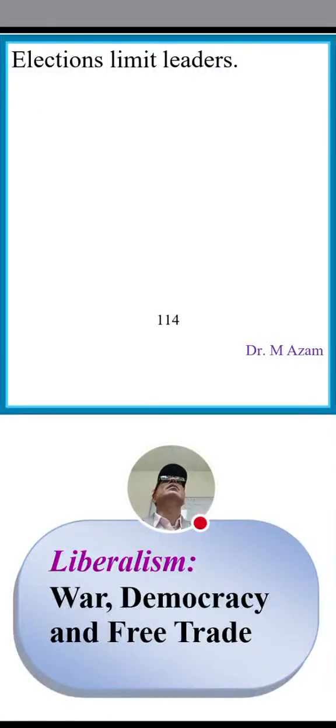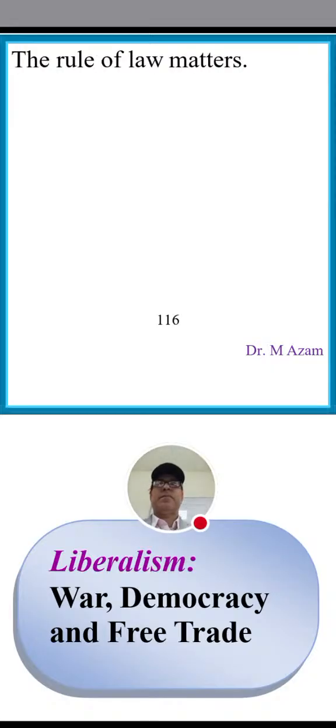Elections limit leaders. When elections are held, they put some limitations on the power of the leaders. Public opinion matters in democracies. The rule of law also matters. These are also institutions. Rule of law is an institution. Public opinion is also an institution.